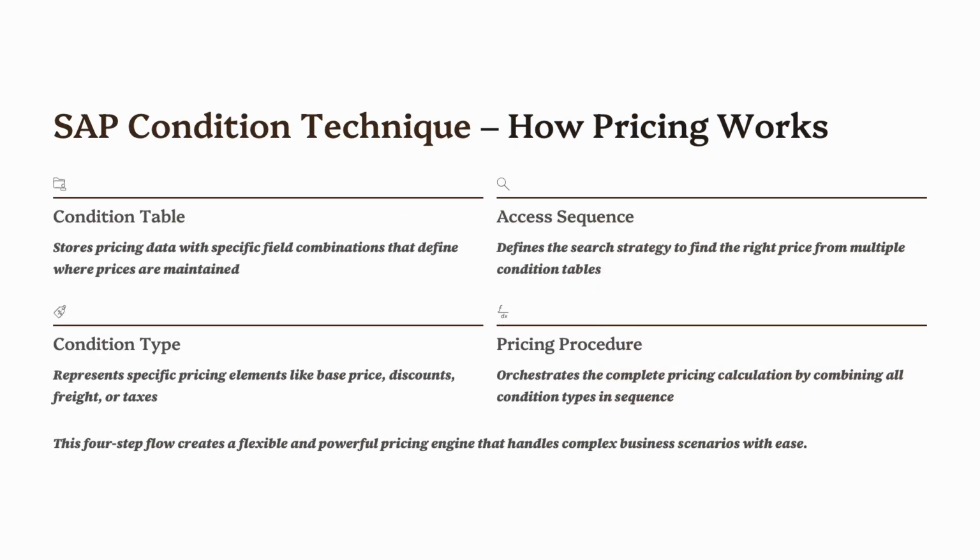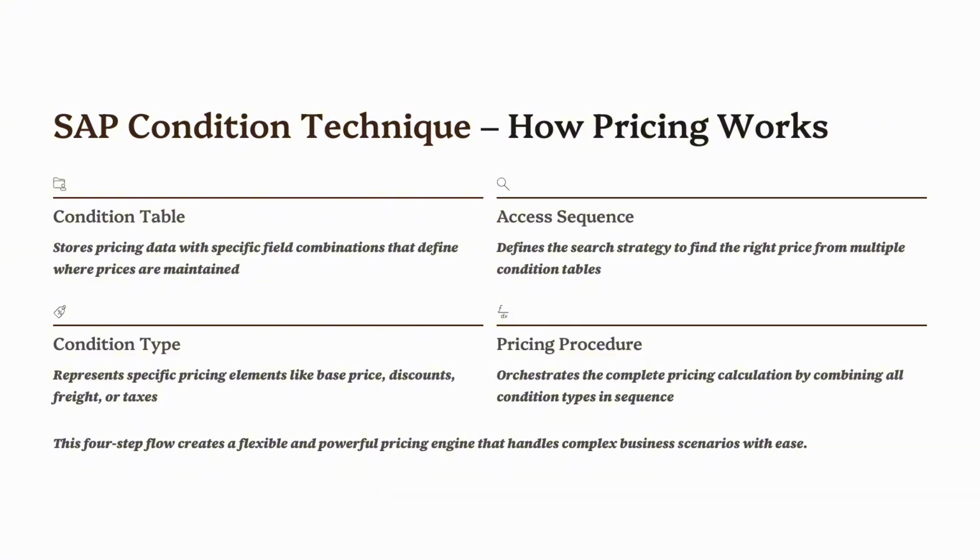Part 3, Key Pricing Condition Types: PR00, K004, MWST, etc. In SAP SD, pricing is built using condition types. Each one represents a different element of the price calculation. Let's look at the most common ones you'll see in every SAP project. 1. PR00, base price. This is the main selling price of a product. It usually comes from the material master or a customer-specific condition record.